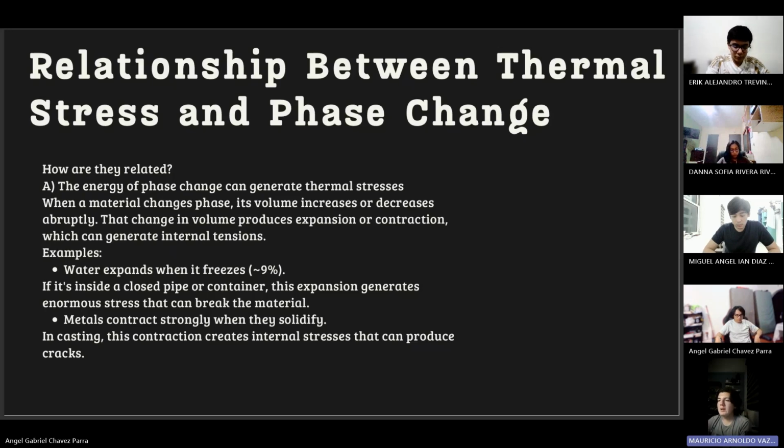Examples: water expansion when it freezes, about 9%. If this occurs inside a closed container, this expansion generates enormous stress that can break the material. Metals contract strongly when they solidify. In casting, this contraction creates internal stress that can crack the piece.